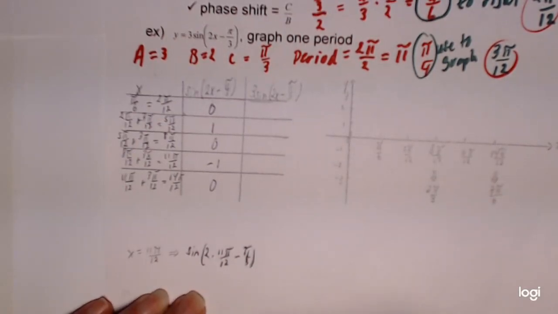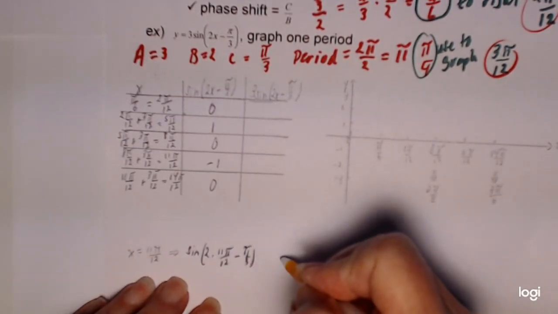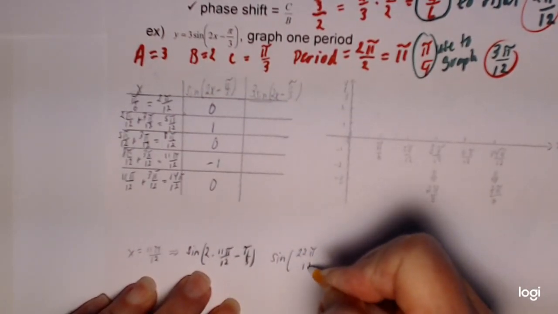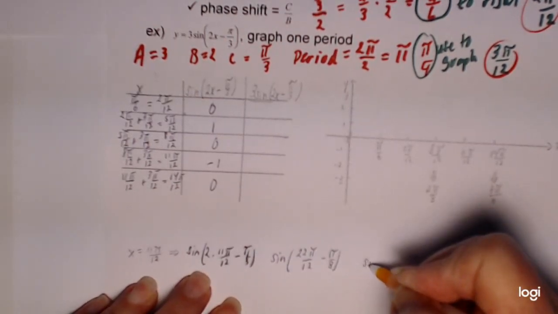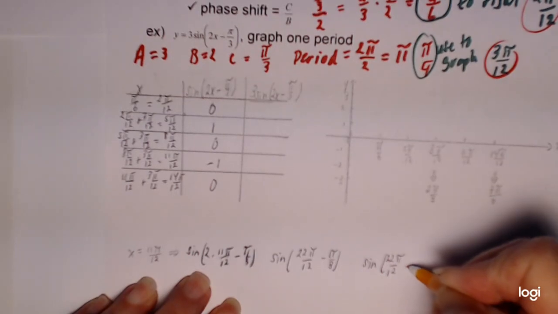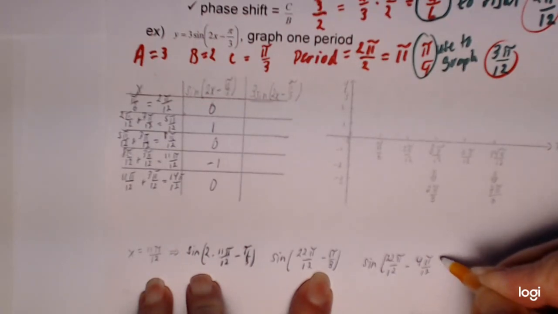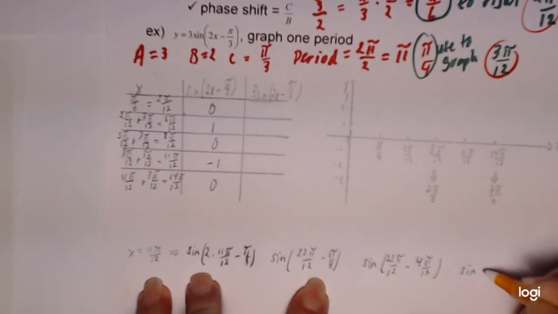So this is what we're looking at now. We can see inside here that 2 times 11, we're going to have the sine of 22 pi over 12 minus pi over 3. And now our pi over 3 here, we need to write that as 4 pi over 12 because we need those denominators to be the same in order to do the subtraction. And then we finally end up with 22 minus 4. We're looking at the sine of 18 pi over 12.